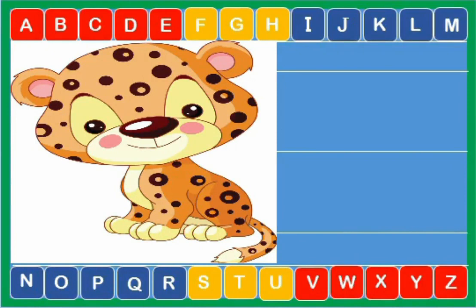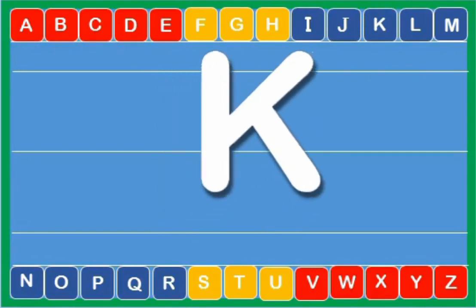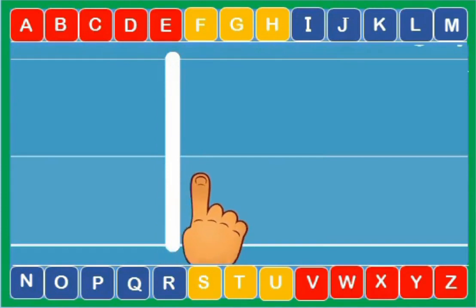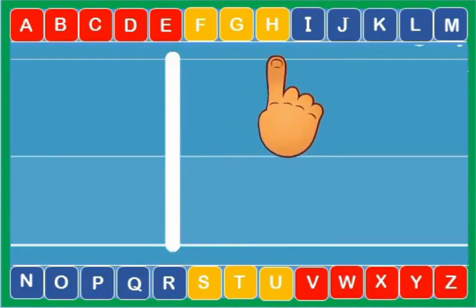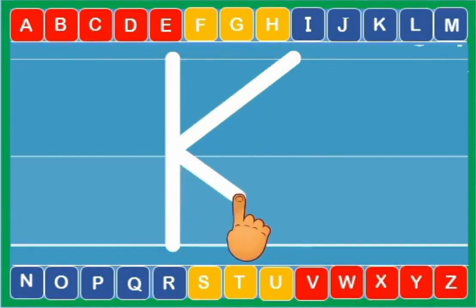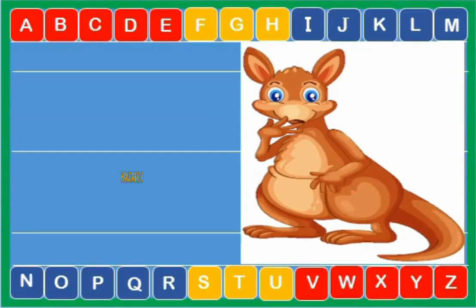Next is letter K. A stroke down, upper left stroke and lower right stroke. K for kangaroo.